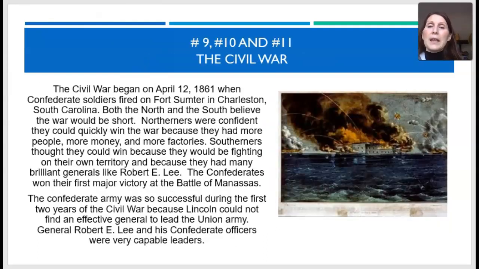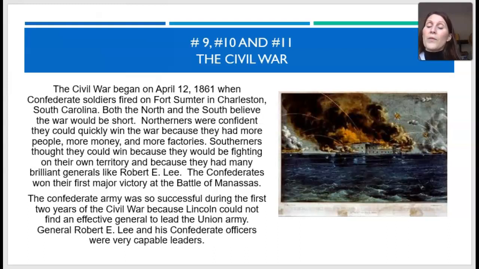Numbers 9, 10, and 11, the Civil War. The Civil War began on April 12, 1861, when Confederate soldiers fired on Fort Sumter in Charleston, South Carolina. Both the North and the South believed the war would be short. They had no idea it was going to last so long. Northerners were confident they could quickly win the war because they had more people, more money, and more factories. Southerners thought they could win because they would be fighting on their own territory and because they had many brilliant generals like Robert E. Lee.